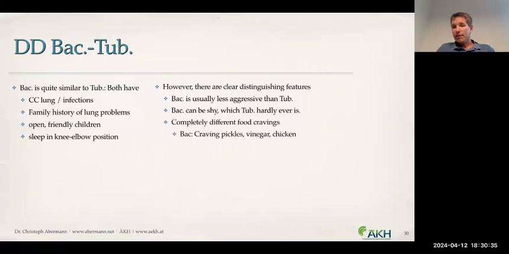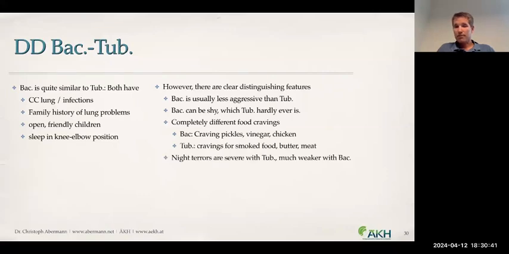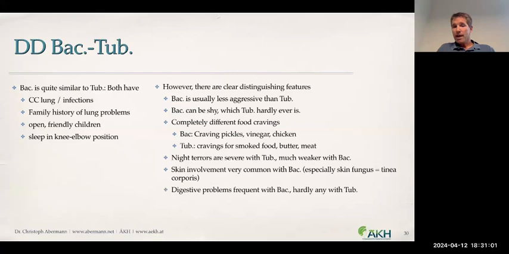Completely different food cravings. Bacillinum has pickles, vinegar, chicken, and tuberculinum, as we all know, is smoked food, butter, and meat, for example. And the night terrors that are very severe with tuberculinum, they are much weaker with bacillinum. And we have some organs involved with bacillinum that usually are not involved with tuberculinum, which is especially the skin problems, even if it's tinea corporis, so it's fungus. And we have digestive problems with bacillinum that we hardly ever have with tuberculinum.